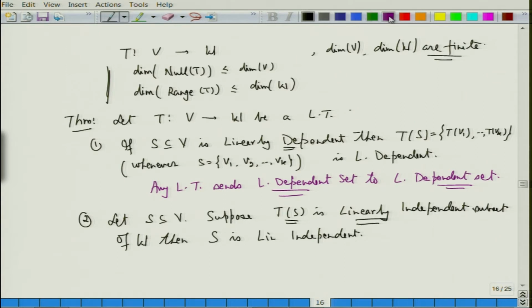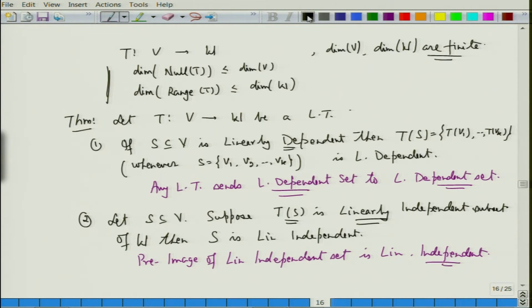So what we are saying here is that the pre-image of a linearly independent set is linearly independent, fine. This is very important. So any linear transformation sends dependent to dependent, and if I have got something in the codomain as linearly independent, it brings back linearly independent. Is that okay? So let us prove the two things, proof, fine.